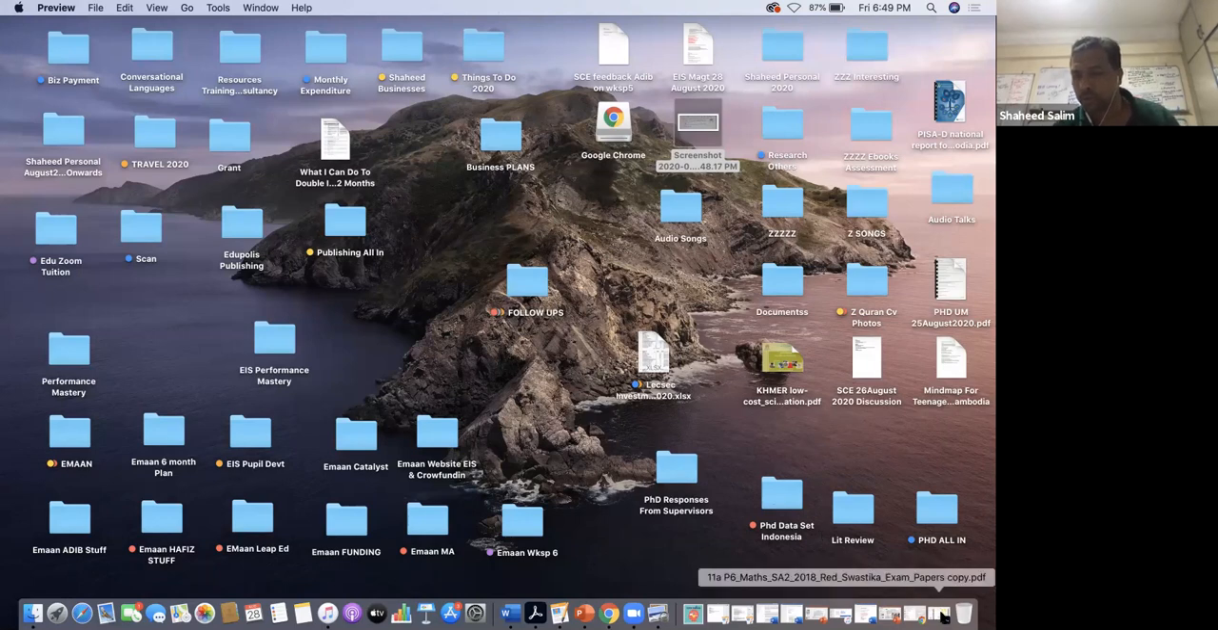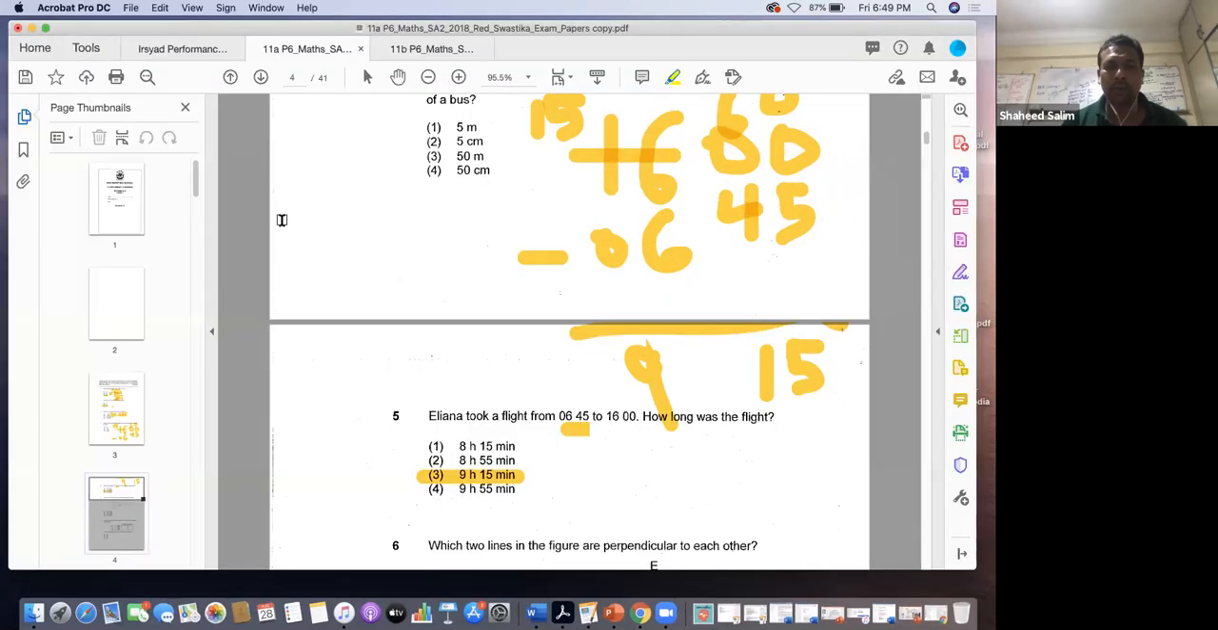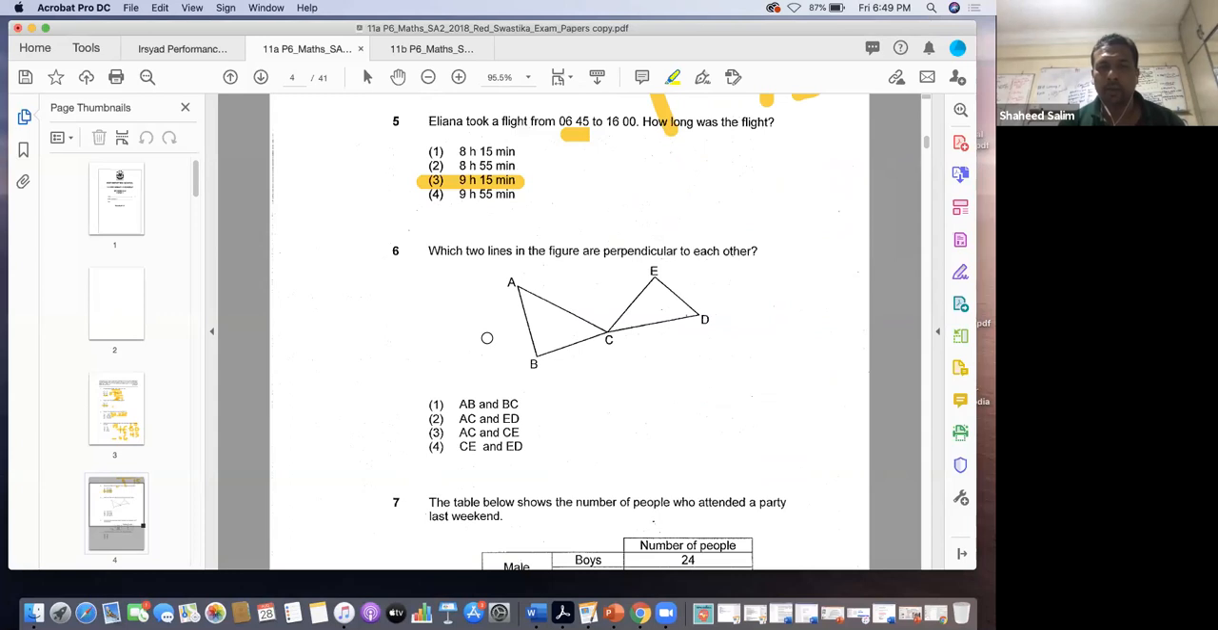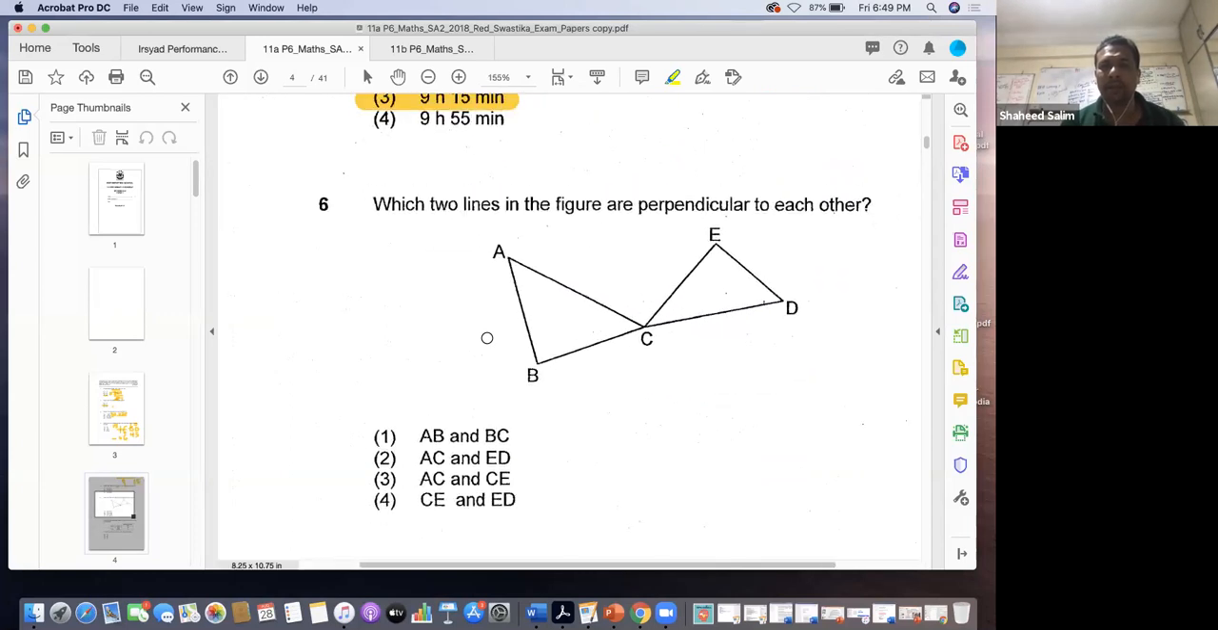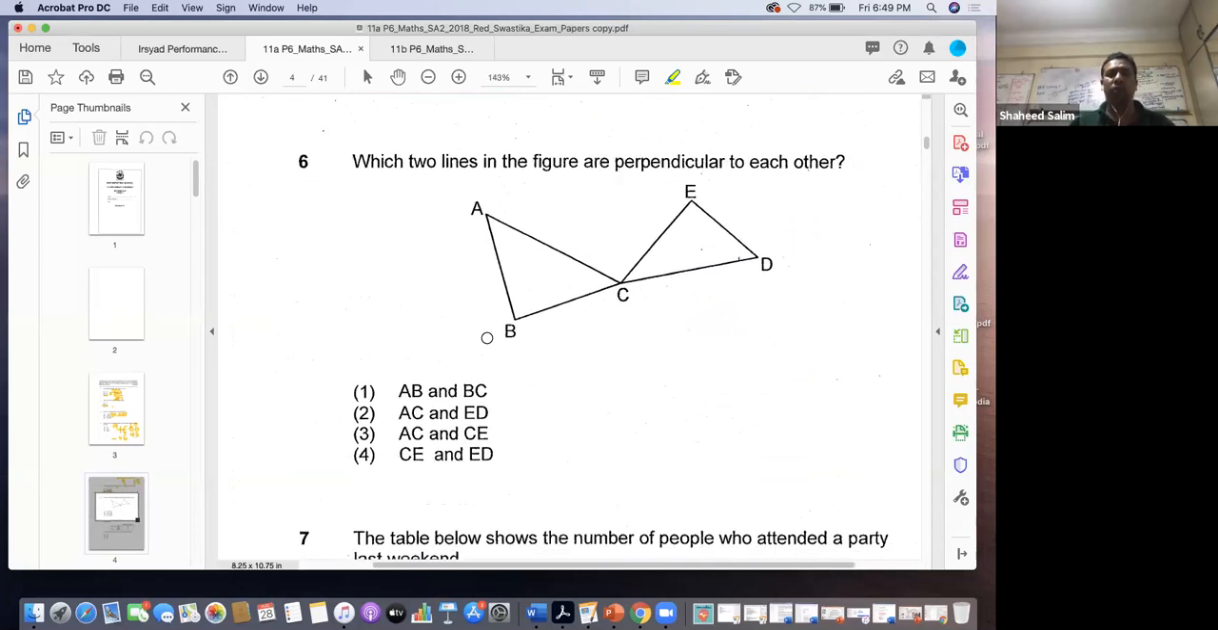Okay, now we... Oh, sorry. I'm supposed to share this one. Can you see this one? Yes. Which two lines are perpendicular? That means they meet each other at 90 degrees. How to tell? Okay, let's see.